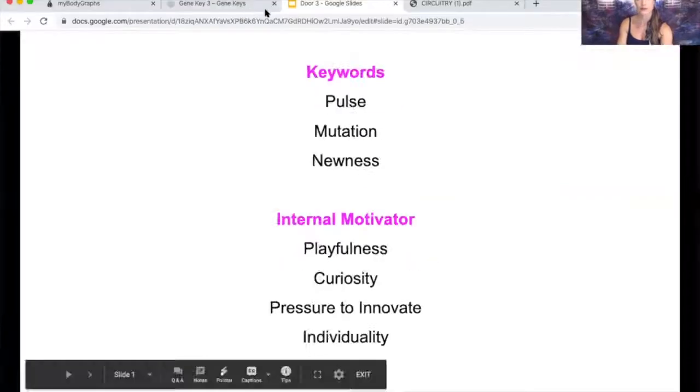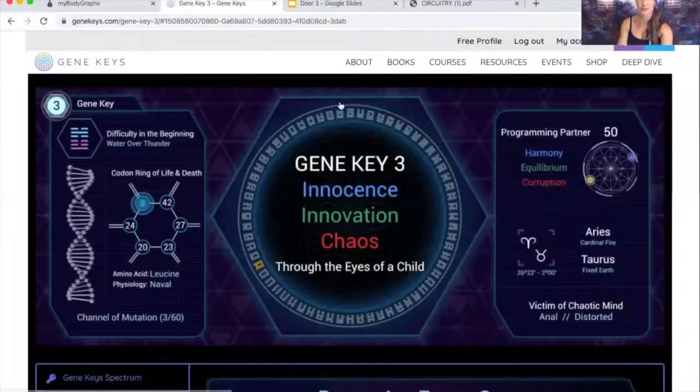So if we go to the living library, now we are shifting and going into more of the gene key perspective. So far this was the human design. Now we're going into the gene key. So here we see as well the programming partner. We are looking at the cross still, and we see the 50 that is on the other side of the 3. And we can see in the frequency band, the gene key is always working in a frequency band where we have a contracted and low energy, and we have a higher energy.